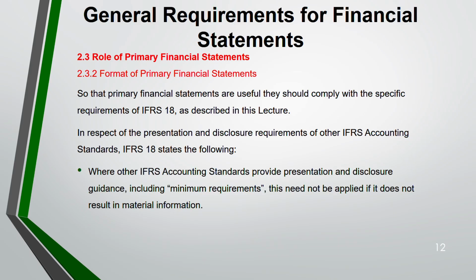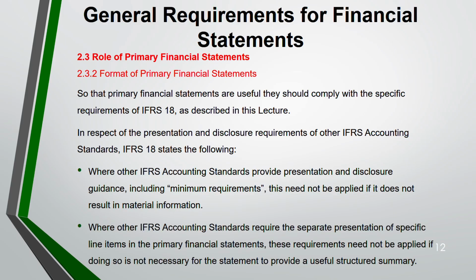Where other IFRS standards provide presentation and disclosure guidance, including minimum requirements, this need not be applied if it does not result in material information. Remember, for example, let's say your IAS 16 says you need to disclose certain information about an asset, but if it is not material information, then even if IAS 16 says so, you don't have to disclose the information. That's what IFRS 18 is telling you. Okay, so you need not apply it.